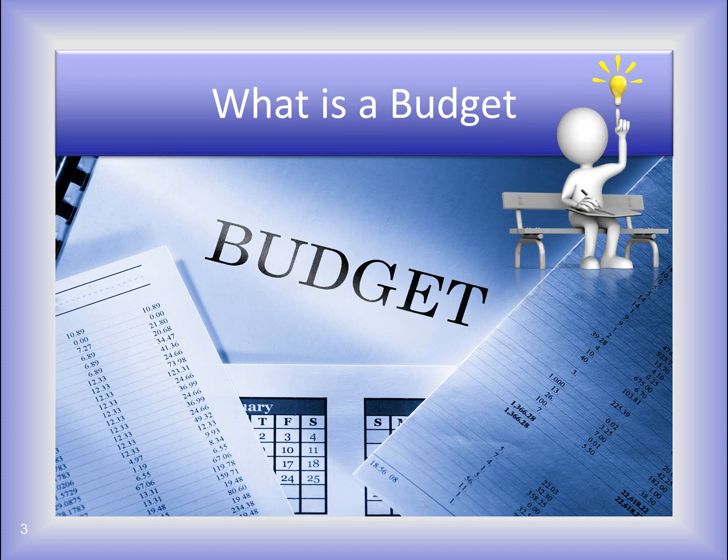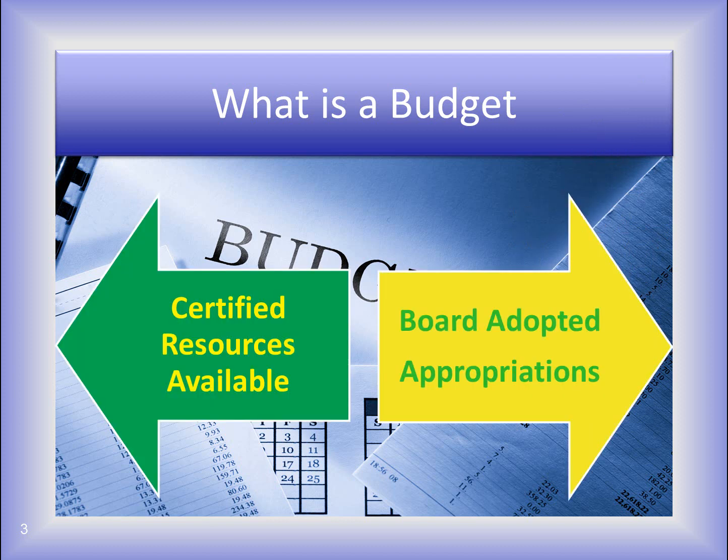The word budget is often used to refer to the financial plan for the upcoming year. However, once the new year begins, the two separate components of the plan are implemented and maintained separately. The two components of the current year operating budget are certified resources available and board-adopted appropriations. They are not the same thing. They serve different purposes, and they require different actions for changes to take place.